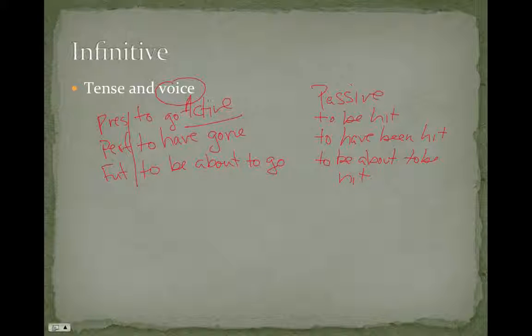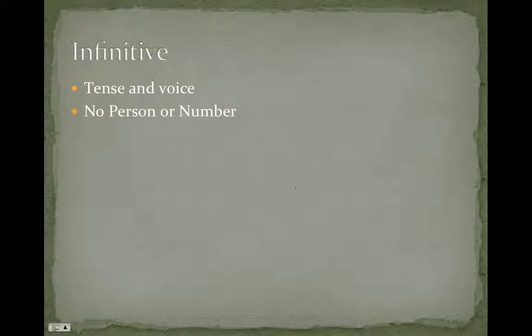You'll notice that in the passive, all of these forms have some form of the verb to be as a helper. And you'll notice also that future infinitives in English are quite unwieldy. In Latin, you'll find them much easier to use and form. So infinitives have tense and voice, but because they are unbounded, they have no person or number. They're not bound to a particular first person, second person, or third person.